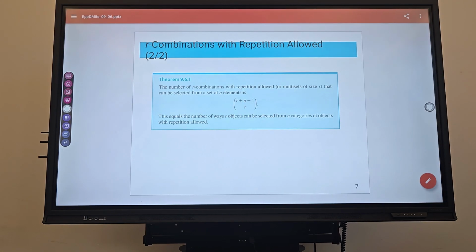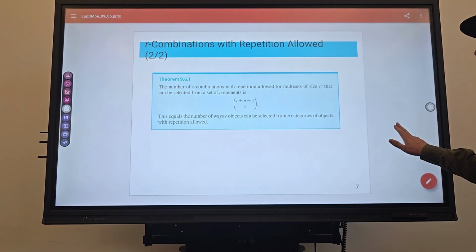The number of R combinations with repetition allowed, or multisets of size R, that can be selected from a set of n elements, is R plus n minus 1, choose R. This equals the number of ways R objects can be selected from n categories of objects with repetition allowed.